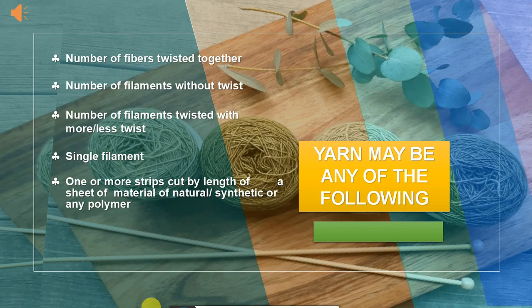Yarn may be any of the following: a number of fibers twisted together, a number of filaments without twist, a number of filaments twisted with more or less twist. Single filament: one or more strips cut by length of a sheet of material of natural, synthetic or any polymer.